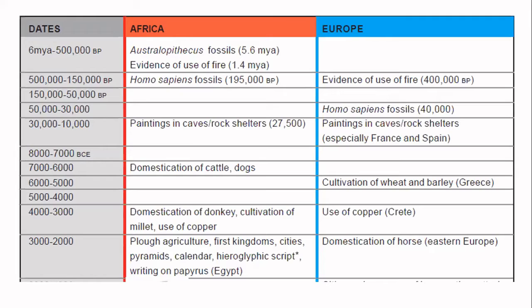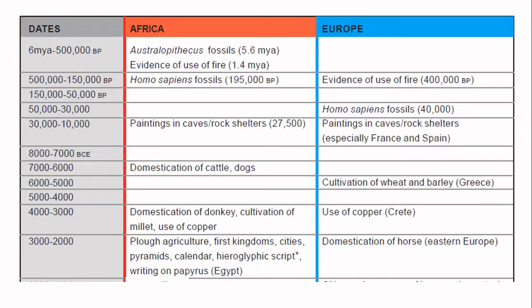Now in Africa, between 6 million years ago and 500,000 years ago, that is BP. If you remember in the first lecture I have explained, BP means before present. We found two things. We have Australopithecus fossils, which were found in Africa, and we have evidence of the use of fire. That is 1.4 million years ago. Now, from 500,000 to 150,000, we have Homo sapien fossils, which were found in Africa, and we have found the evidence of use of fire in Europe.